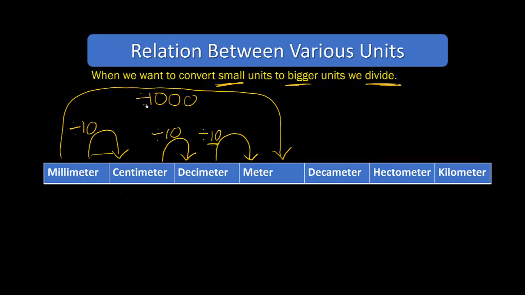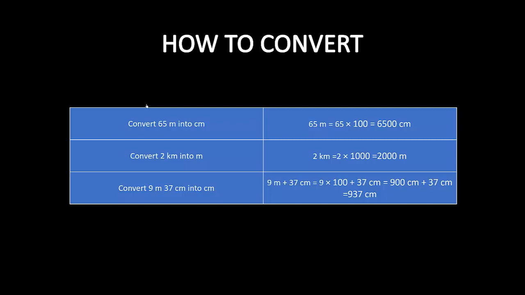Now let's see an illustration of how to really convert it. Now we see it's written to convert 65 meter into centimeter. So to do this, we're going to have to multiply 65 by 100. But why 100? Because we're jumping 2 times. So that's going to mean 10 multiplied by 10, which is 100. And when we multiply it, our answer will be 6,500 centimeter. Now, why multiply? Because we're going from a big unit to a small unit. So it's going to be multiply.